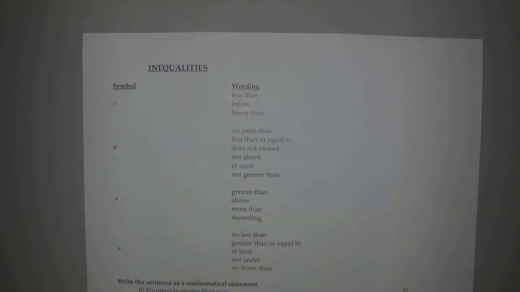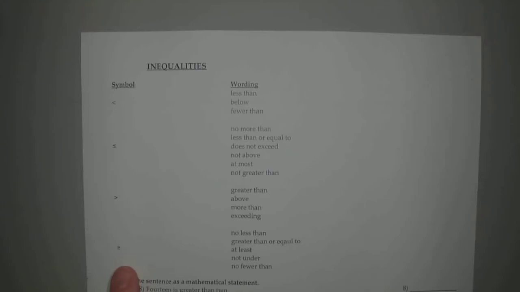So again, this is not an exhaustive list. There's more out there. I just tried to come up with all the other ones. And then this is just the flip-flop. This is the greater than symbol, and this is the greater than or equal to symbol. So this is strict greater than, means you have to be more than it. Greater than, above, more than, exceeding. And then greater than or equal to means it could be that or higher. All right, so that's no less than, greater than or equal to, at least is a common one, okay? Not under, no fewer than.